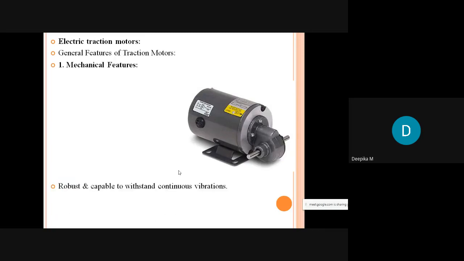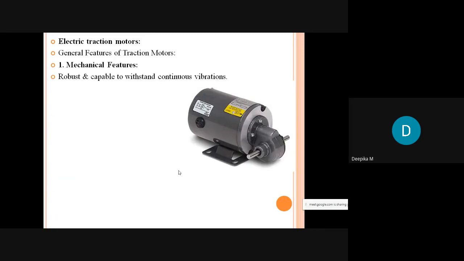Coming to the mechanical features, first, the motor should be robust and capable of withstanding continuous vibration, because it will be of long run usage. Therefore the motor should be of robust construction, that is, very hard and of very good construction, and it should be capable of withstanding continuous vibrations, because the traction system will be continuously used. So that is one of the mechanical features.